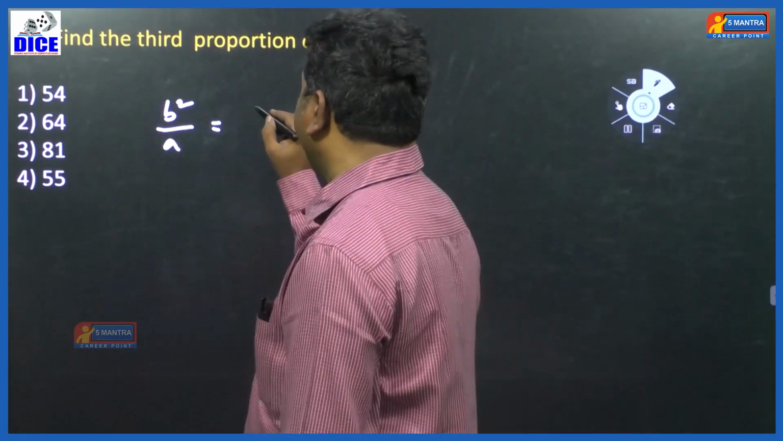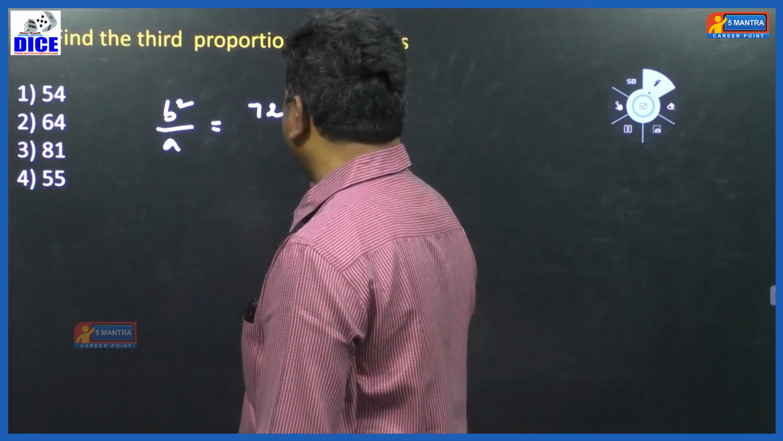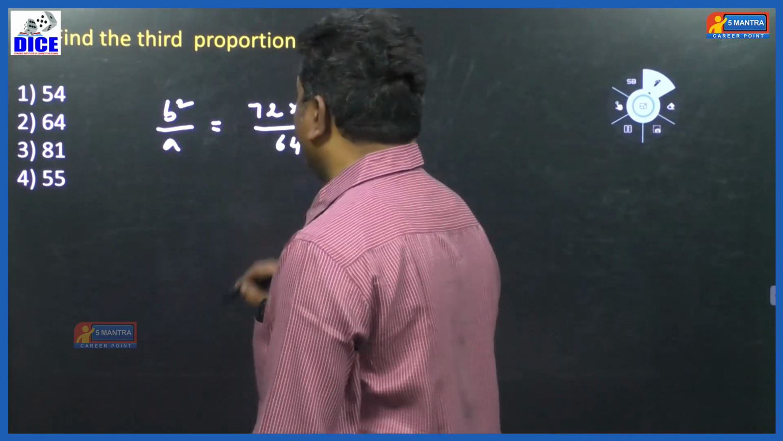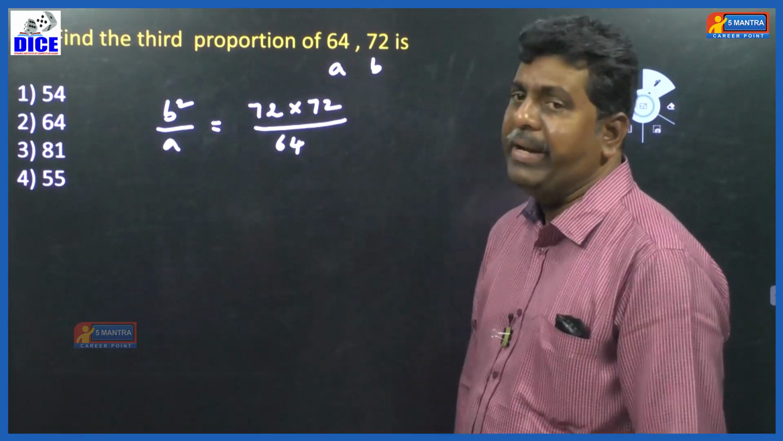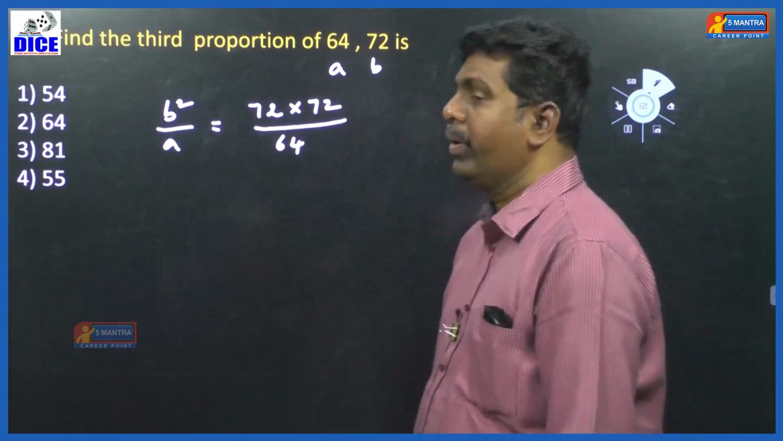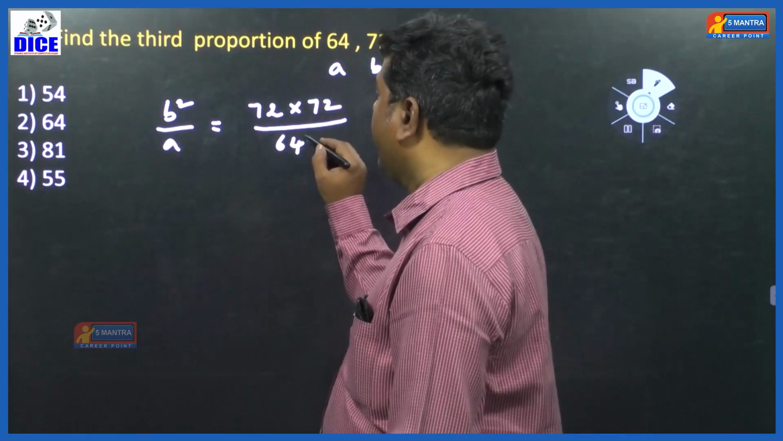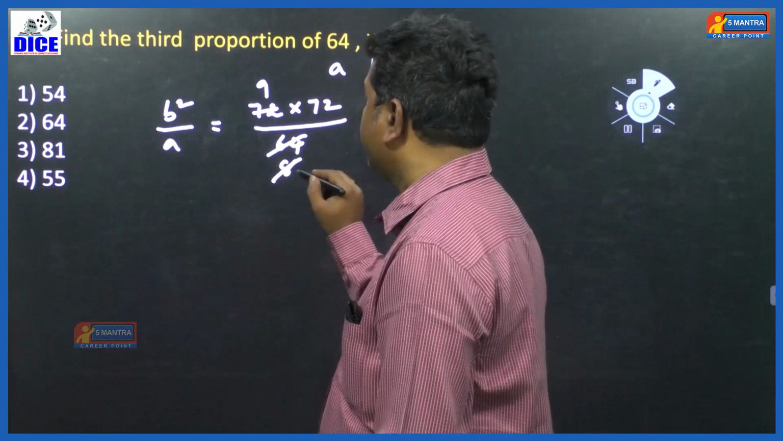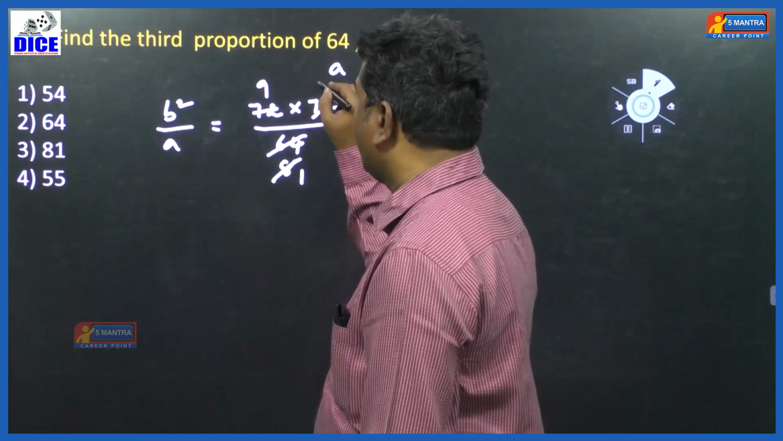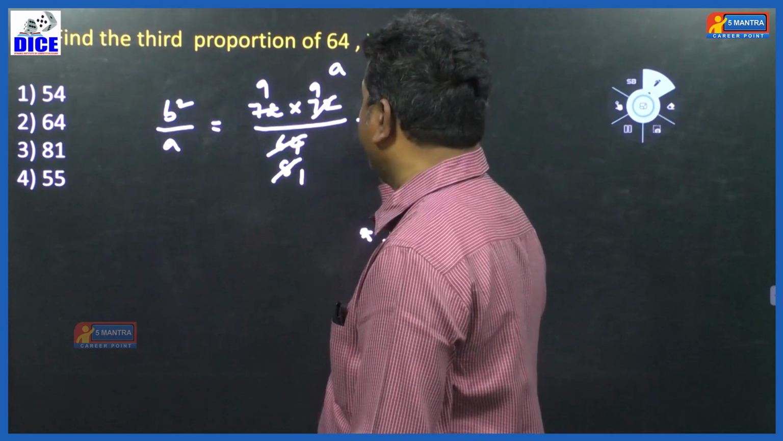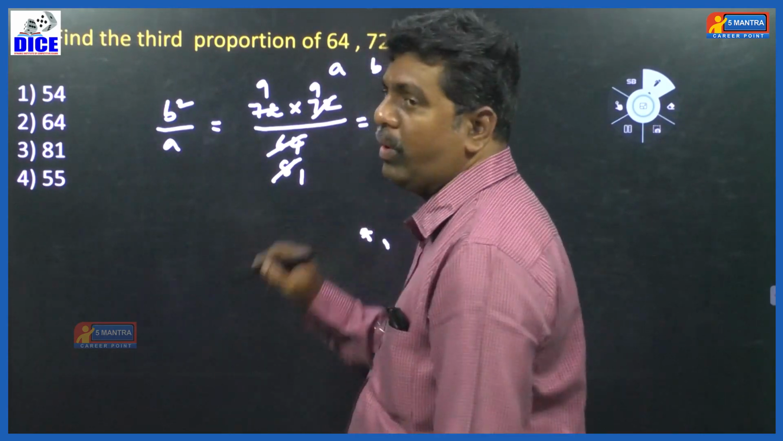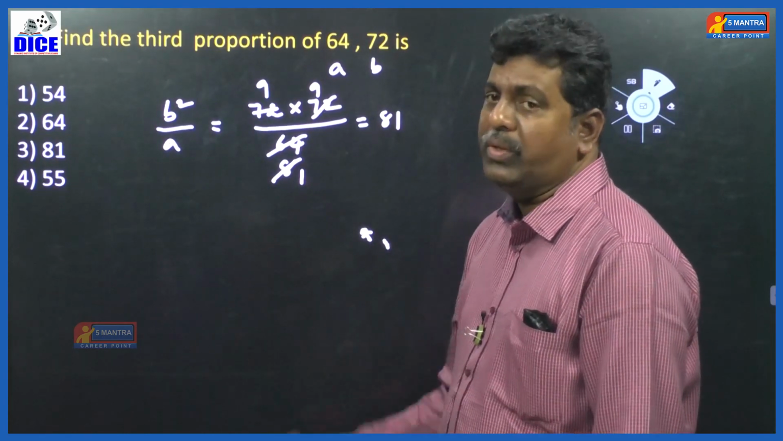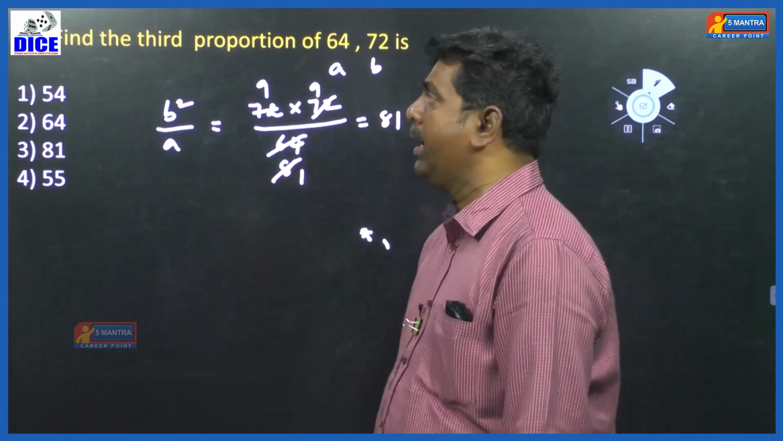B square means 72 into 72, by A means 64. So B square by A is 72 into 72 by 64. With cancellation, 8 8s are 64, 8 9s are 72. So 9 into 9 is equal to 81, the required value. This is the same method as the previous problem.